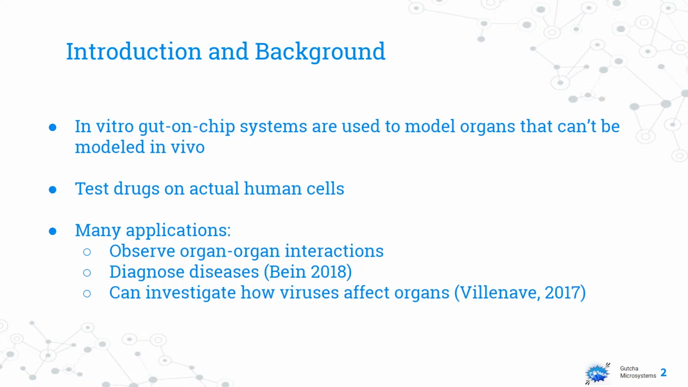And some of them are seeing how different organs interact with each other. The gut-on-a-chip can be used to diagnose diseases like inflammatory bowel disease, and it can also be used to see how viruses affect different organs.